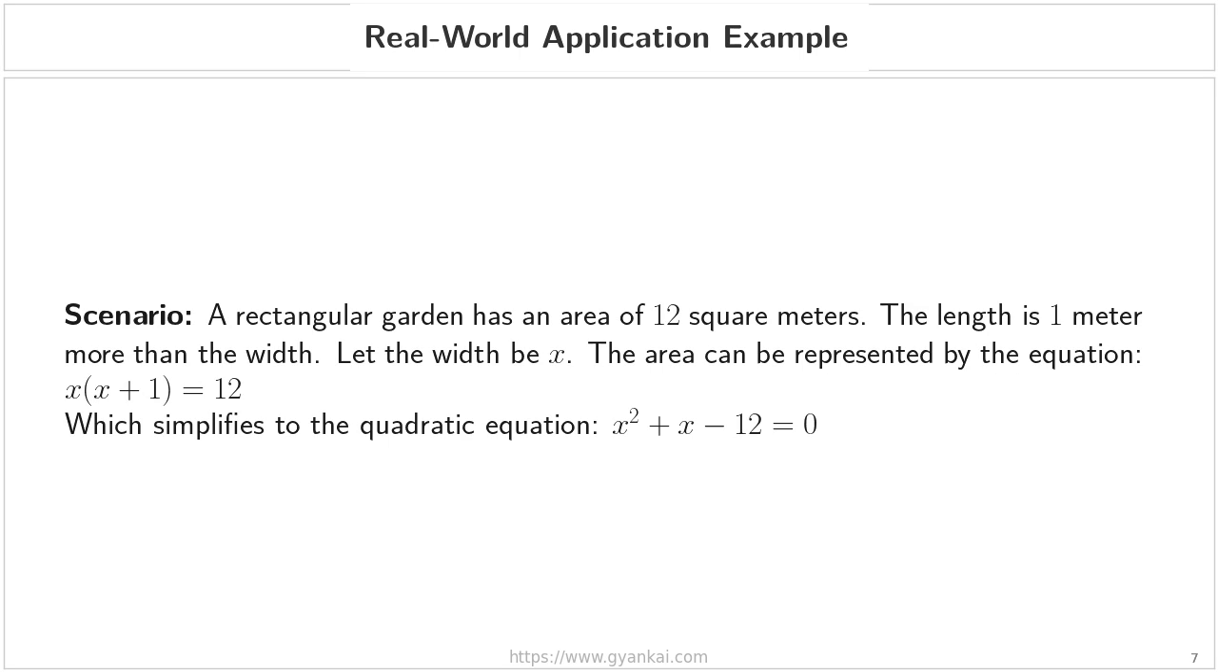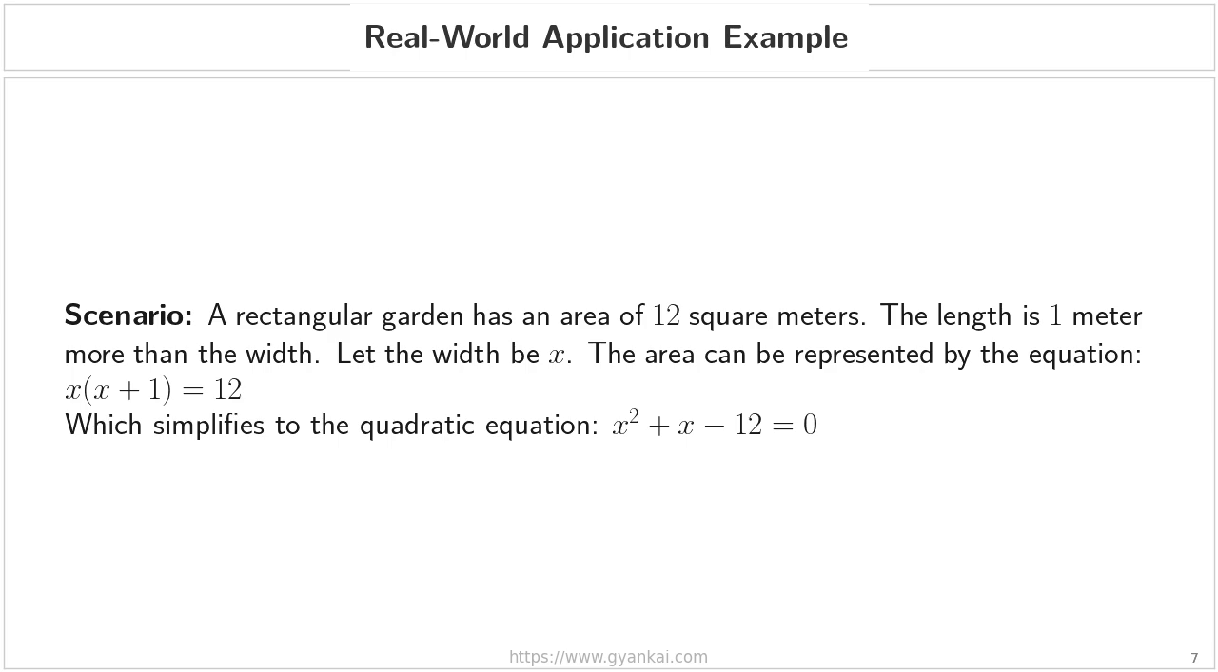Imagine you are designing a rectangular garden. We know that the total area of this garden is 12 square meters. We also have a specific condition. The length of the garden must be exactly 1 meter more than its width. To turn this into math, let's let our width be represented by the variable x. Since the length is 1 meter more, we can call the length x plus 1.